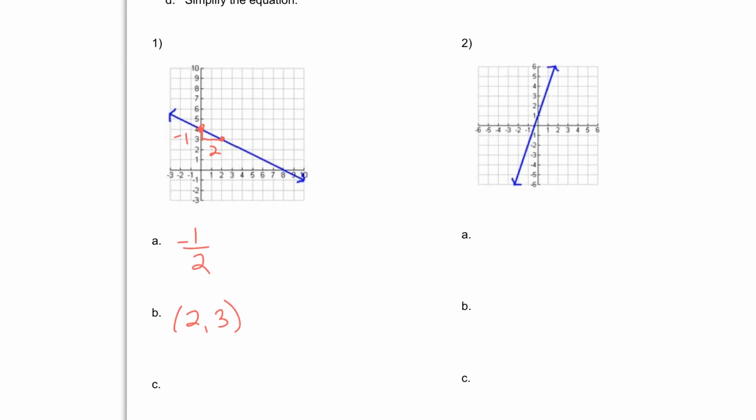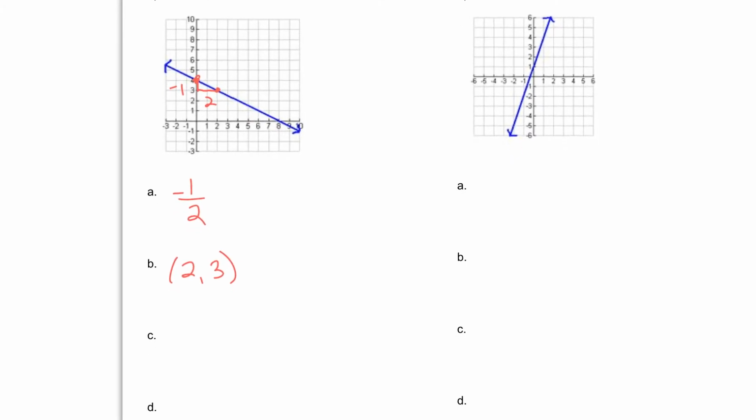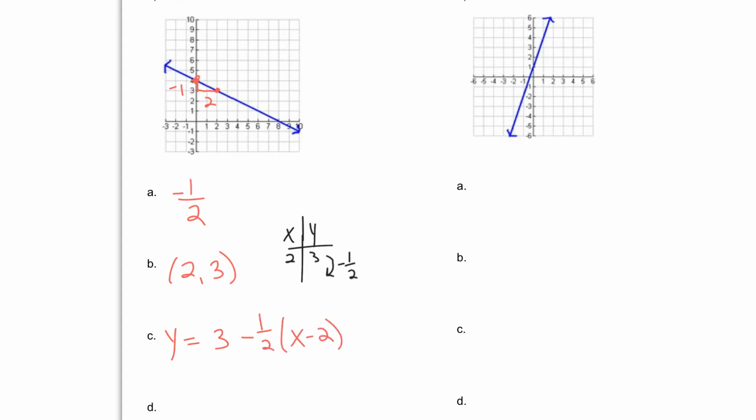Letter C is asking us to write the equation of the line. So writing that equation, we can use our point and our slope to do that. And so if you like using the table, you can. You don't have to. But again, just to kind of remind ourselves of what we did in Mod 1, if we have the point 2, 3, and we know the change from one to the next is it's going down by 1/2, we can write our equation as y equals 3 minus 1/2 times x minus 2.